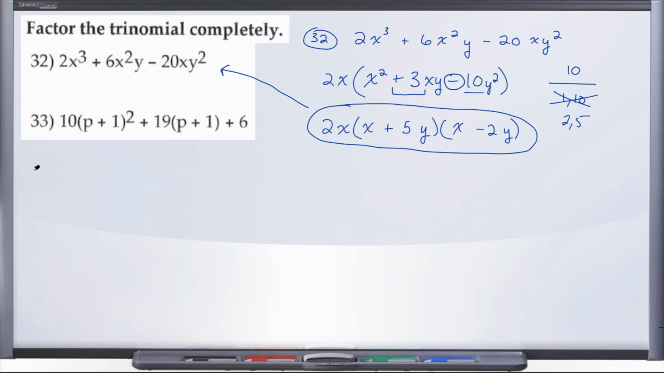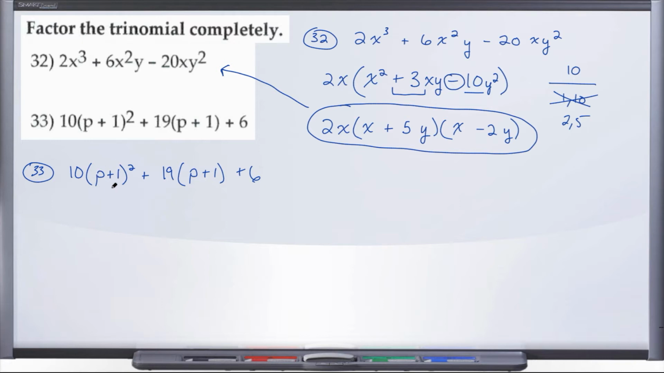All right, number 33, let's go ahead and take a look at. We're given 10 quantity p plus 1 squared plus 19 quantity p plus 1 plus 6. All right, these are pretty fun. We can see now that we're dealing with something a little bit more complicated, right?